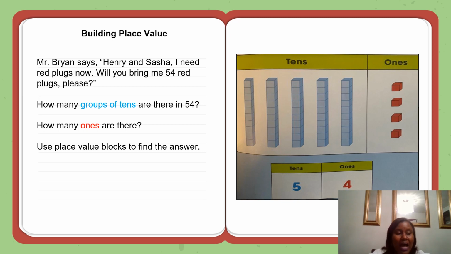Use place value blocks to find the answer. 1 ten, 2 tens, 3 tens, 4 tens, 5 tens. 5 tens has a value of 50. How many ones? 1, 2, 3, 4. There are 4 ones in 54. How many tens? 5 tens. How many ones? 4 ones. What's the number? 54. Great job.